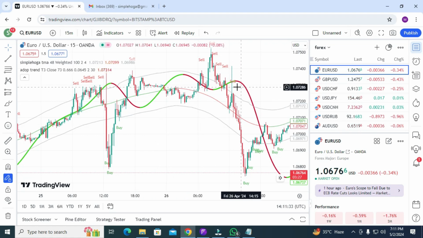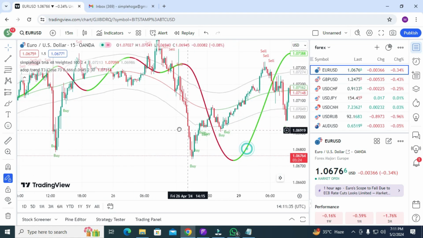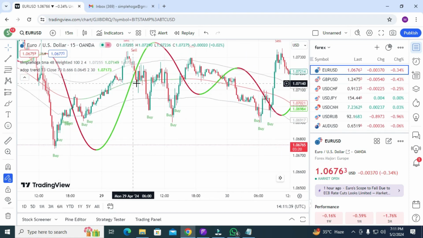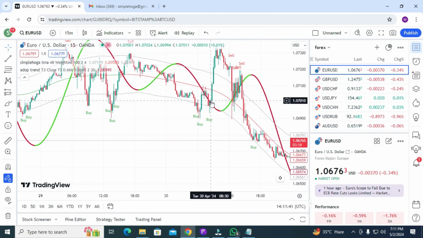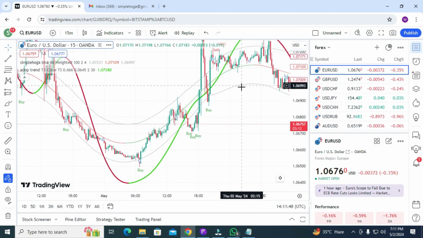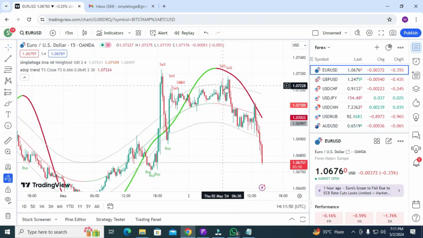Okay, and this is your sell trade and you can book your profit. This is your buy trade and you got the profit, and this is your buy trade and you can book your profit here. This is your sell trade and you got the profit. This is your buy trade and got the profit. Okay, the point is this is the recent profit. You can see this is amazing.